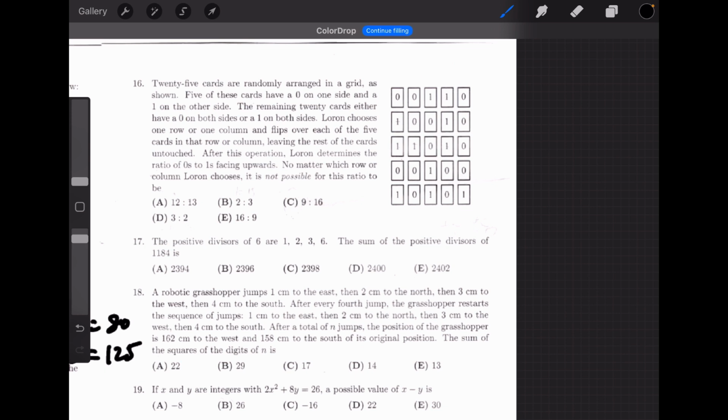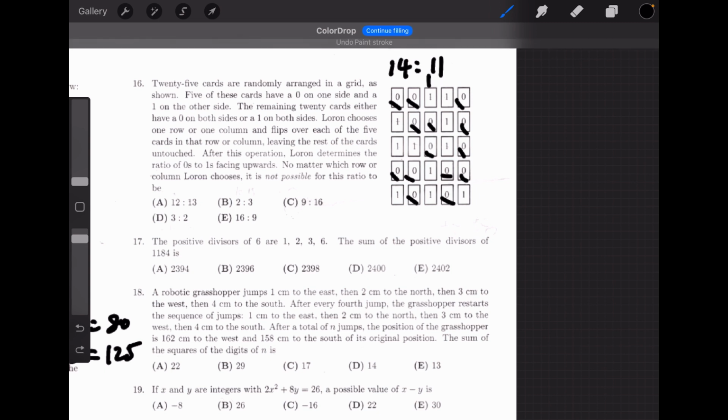Okay, so let's first get the initial ratio of 0 to 1. So let's count the zeros. 1, 2, 3, 4, 5, 6, 7, 8, 9, 10, 11, 12, 13, 14. So it should be 14 zeros to 25 minus 14, which is 11 ones. So if we want to get answer A, we would have two fewer zeros and 2 more ones. And you can get that by flipping over this row.